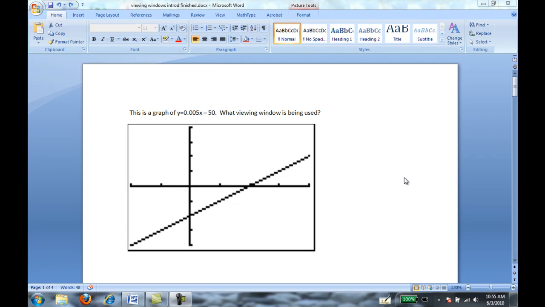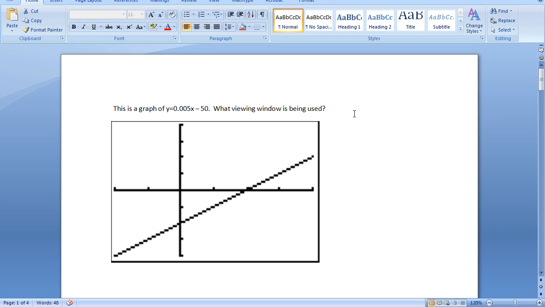This video introduces us to the basics of viewing windows on the TI-83, TI-84 calculators. In the first example, we're told that we have the graph of the linear equation y equals 0.005x minus 50. We're given a graph and asked what viewing window is being used in this graph.